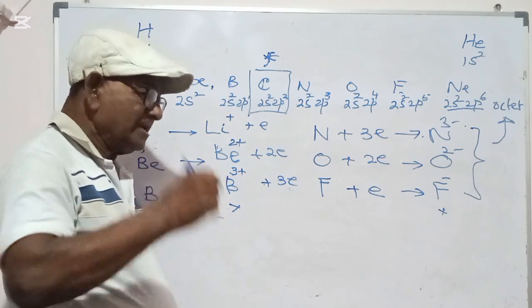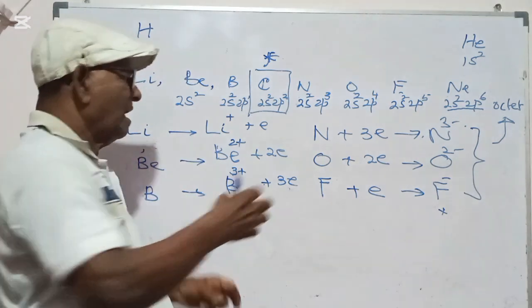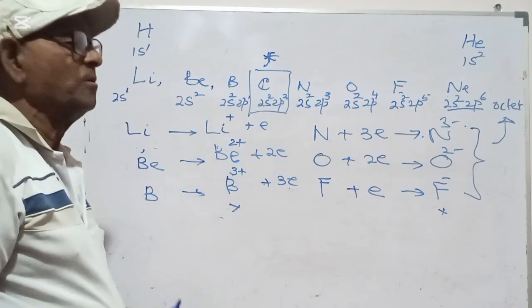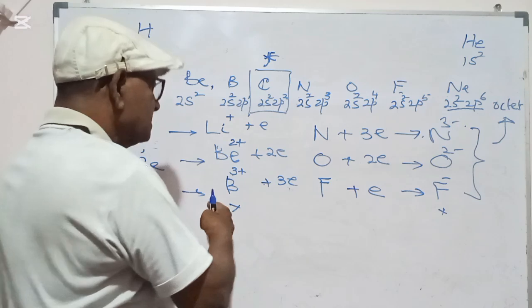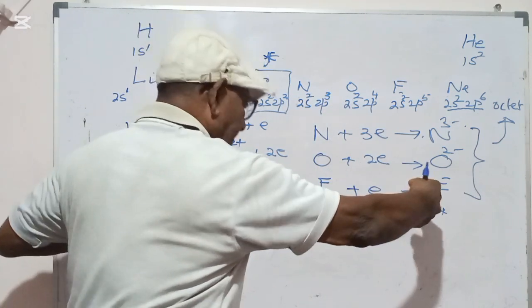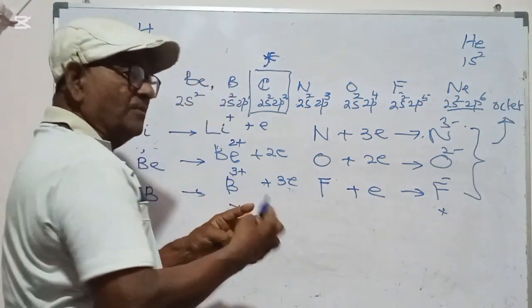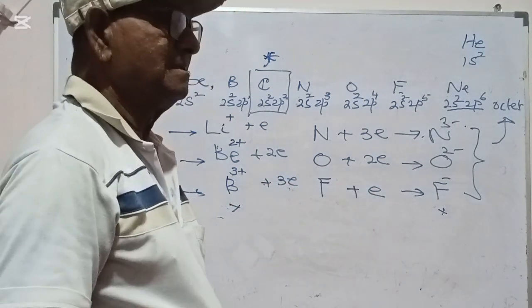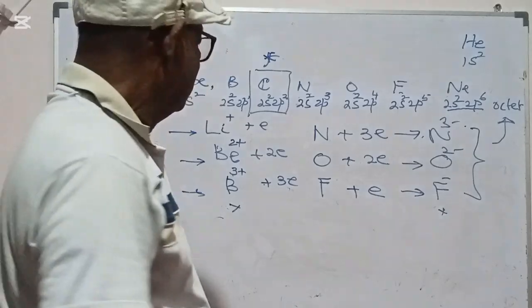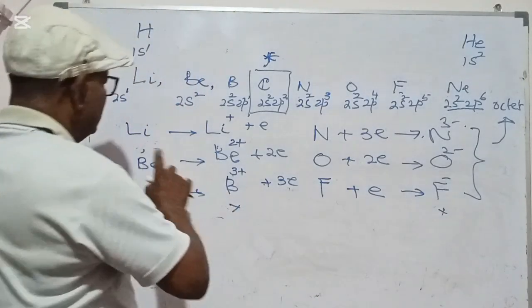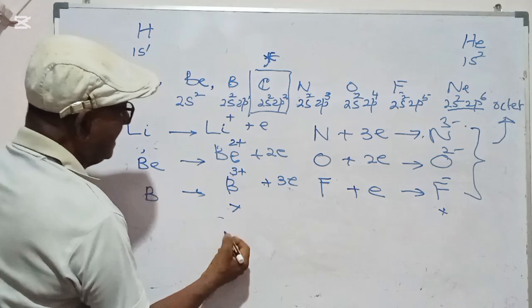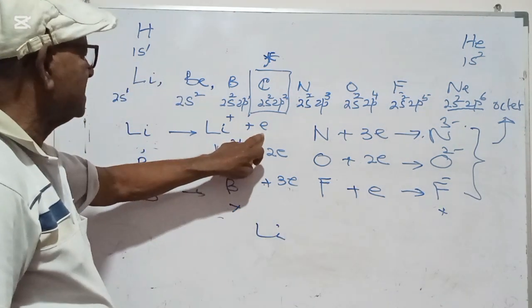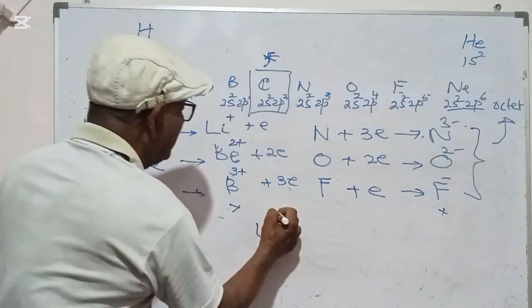Now I will explain how they combine to give ionic compounds. Positive ions and negative ions attract each other, forming ionic bonds, to form ionic compounds. As an example, lithium Li removes one electron, no? So it becomes Li plus.